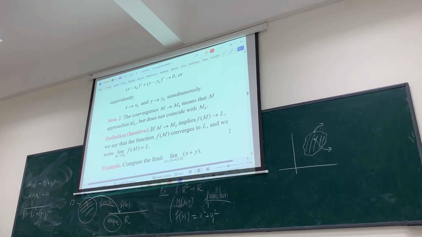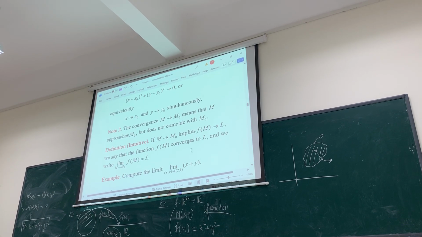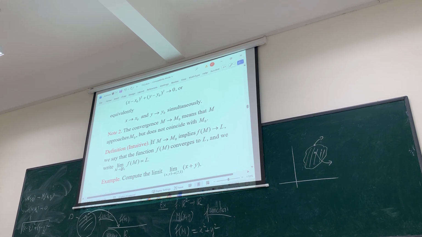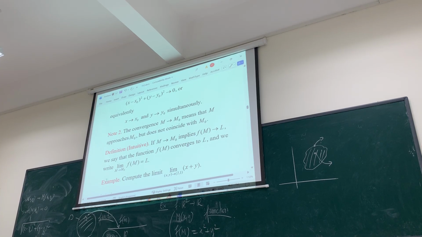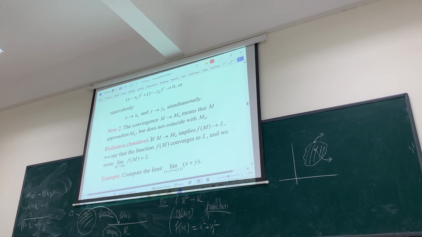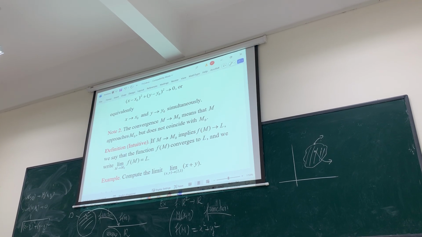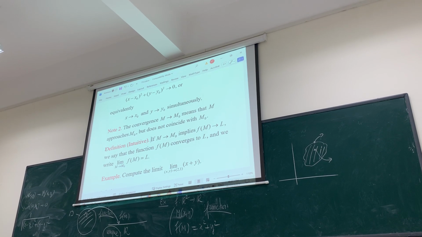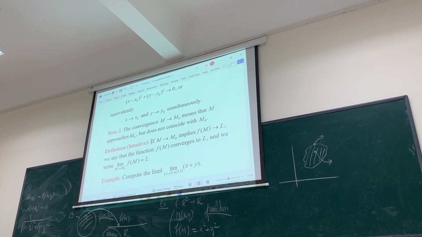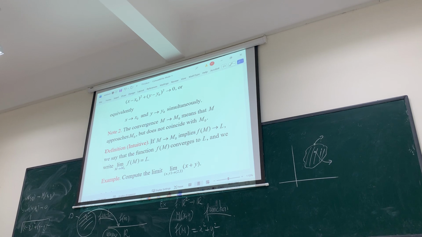If the point M tends to M0, we can imply the value f(M) tends to L. We say that the function f converges to L, and we write the limit as M tends to M0 of f(M) equals L. The definition here is called the intuitive definition. The intuitive definition does not describe things precisely, and we will usually use this definition to find limits. We cannot rely on the precise definition, because the precise definition is very difficult; it is based on epsilon and delta.